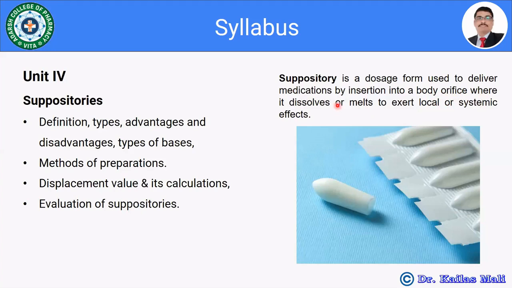So in this bit we are going to discuss the definition, then types of suppositories, advantages, then disadvantages. Furthermore, we are going to discuss the types of bases which are used to manufacture the suppositories, then different methods of preparations, then calculation of displacement value, furthermore its detailed calculations and the evaluation of the suppositories. So these are the points which we are going to discuss in the chapter suppositories.